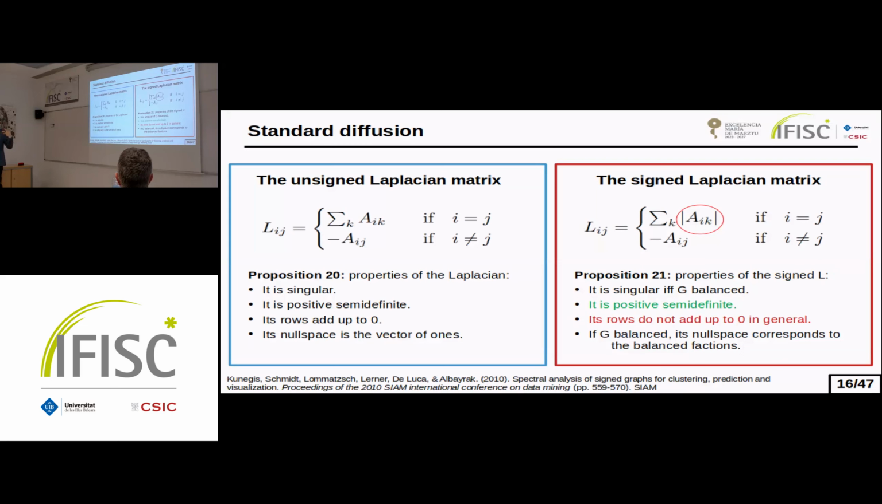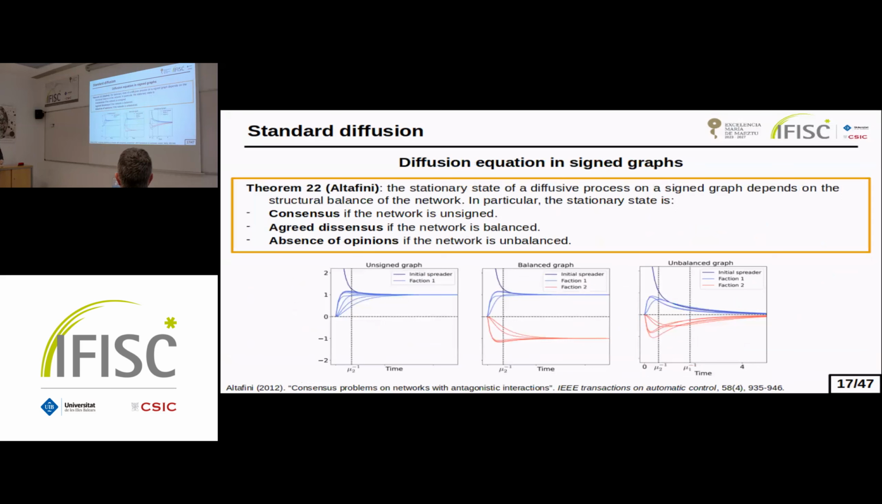The null space contains the information about the faction structure. Now, we can simulate or solve the diffusion equation with this signed Laplacian operator, and there is a powerful theorem by Altafini that tells us that there are only 3 possible stationary states of these dynamics that are determined by the structural properties.